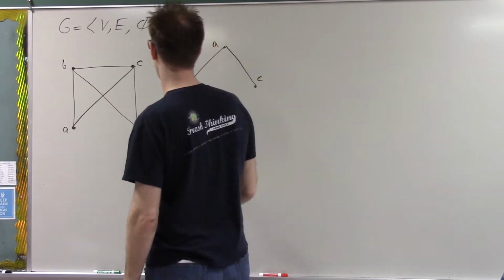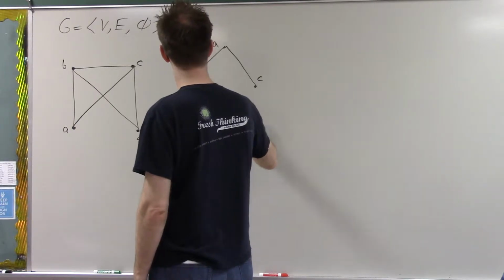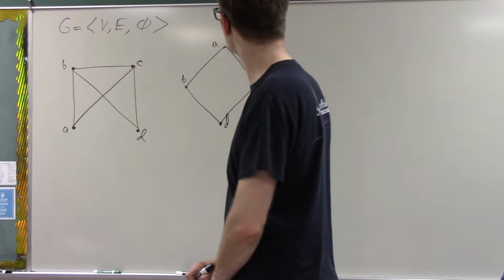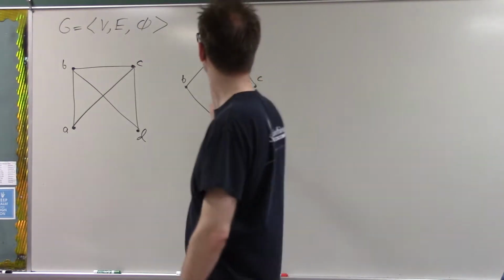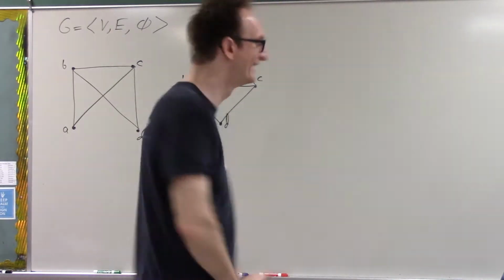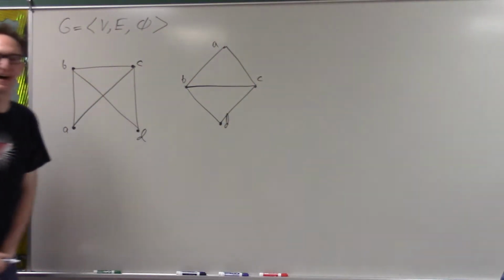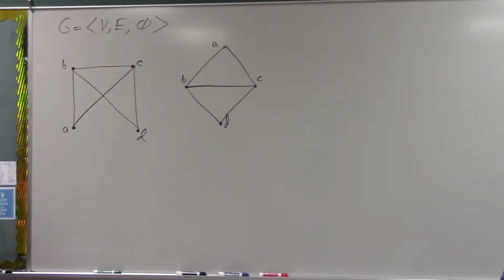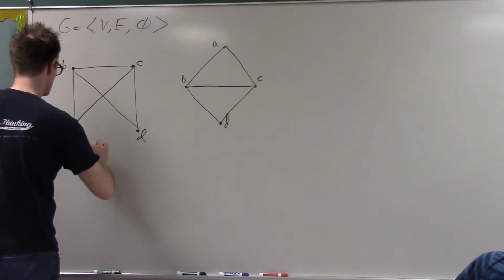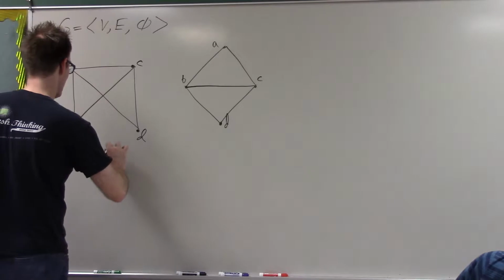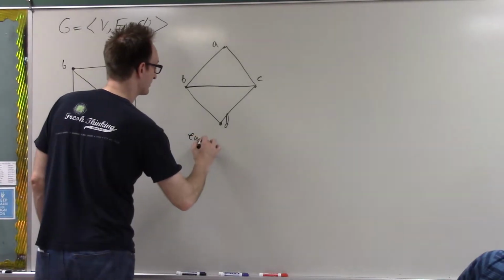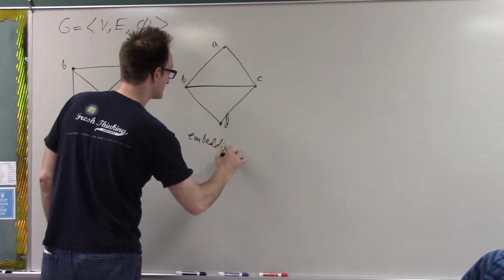This is A, this is D. Okay, is this the same graph? Is this the same graph? Yeah, it is. Okay. So we refer to this as an embedding of the graph, and this is another embedding of the graph. An embedding is just like a picture.